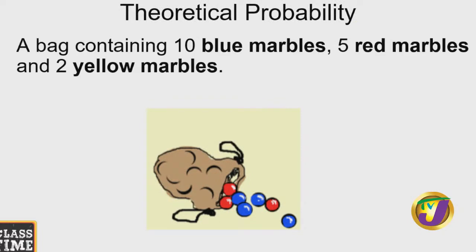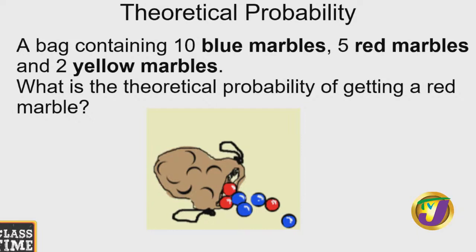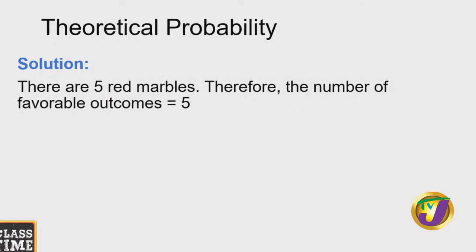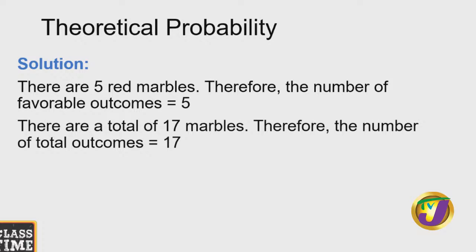Theoretical probability. A bag contains 10 blue marbles, 5 red marbles, and 2 yellow marbles. What is the theoretical probability of getting a red marble? So there is a difference between experimental and theoretical, correct? Yes. All right, so let us look at some of the information that we have. We know that there are 5 red marbles in the bag, and we know that in total we would have had 17 marbles. So the number of favorable outcomes in this instance would be 5. That means we have 5 red marbles in a bag of 17. So there are a total of 17 marbles, therefore the number of outcomes is 17.